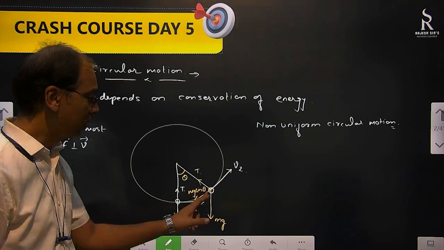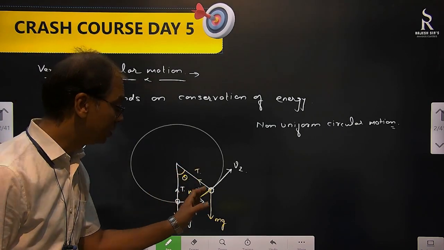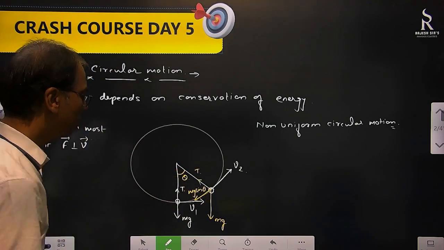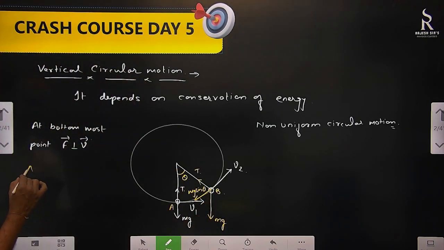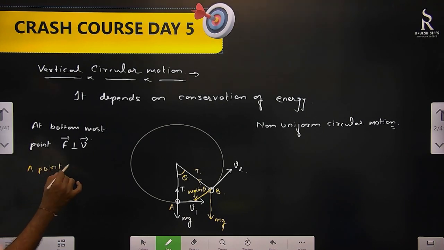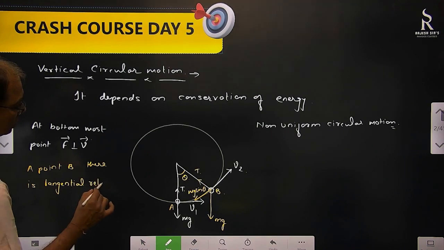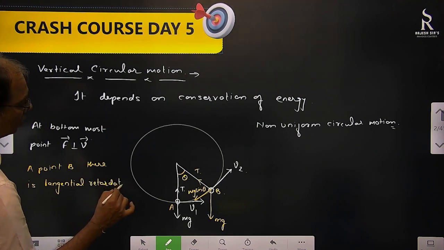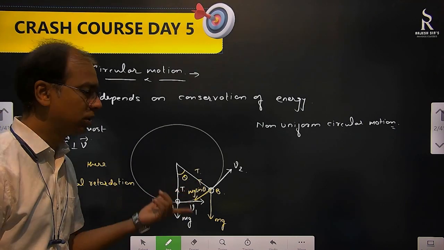So this is a tangential force, or tangential acceleration is g sin theta. If I say this is point B, then at point B there is tangential retardation. How much? g sin theta. So tangential retardation is g sin theta here.